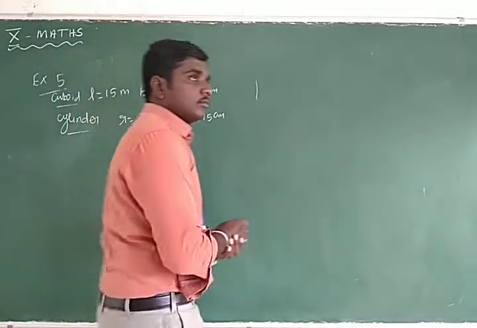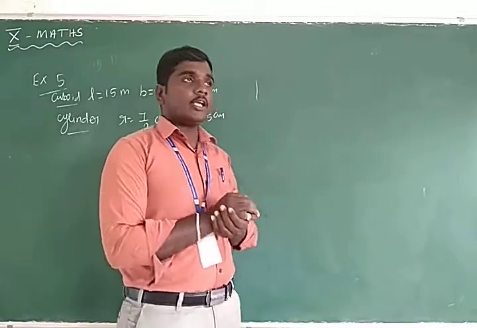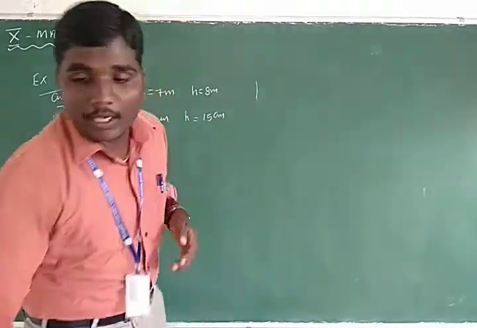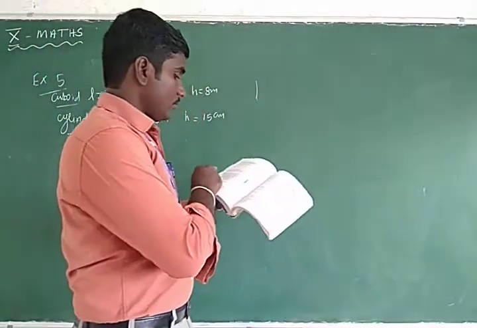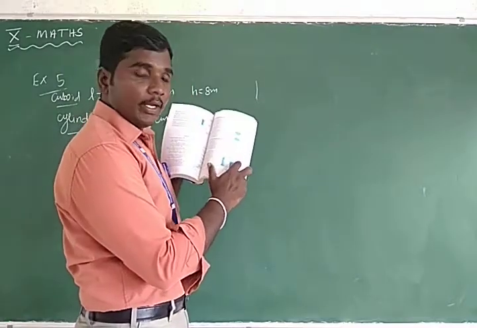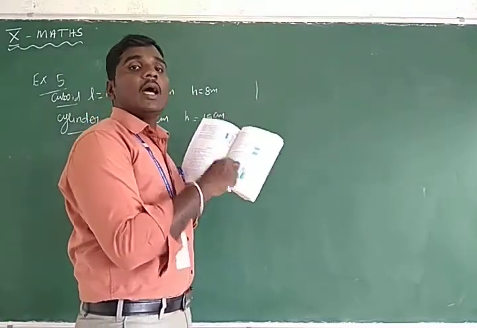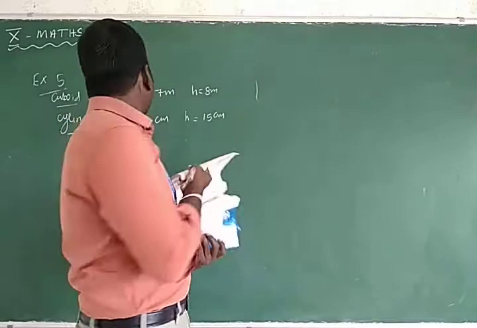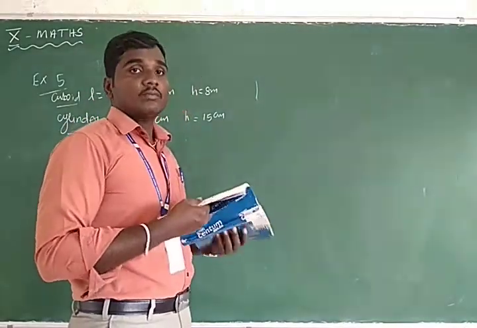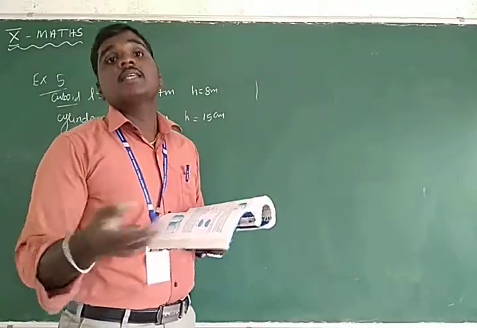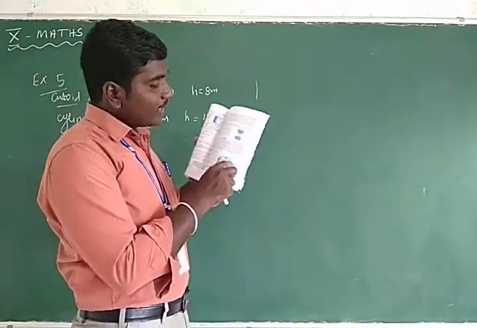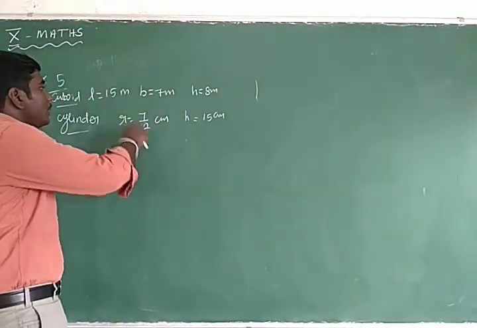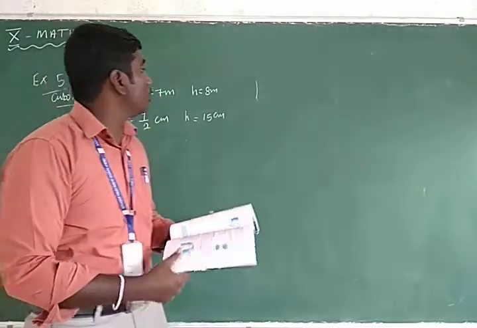One shed is there. The dimensions of the cylinder, 7 meter and 15 meter, are clearly given in your book. So 7 meter is the diameter of the cylinder as well as the breadth of the cuboid. Length is 15 meter, that is the height of the cylinder. Radius is equal to 7 by 2. Length 15, breadth 7, and height is equal to 8 meter given.